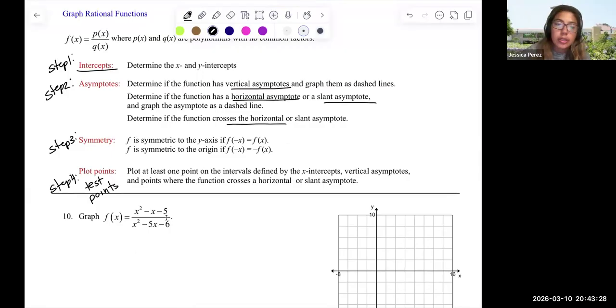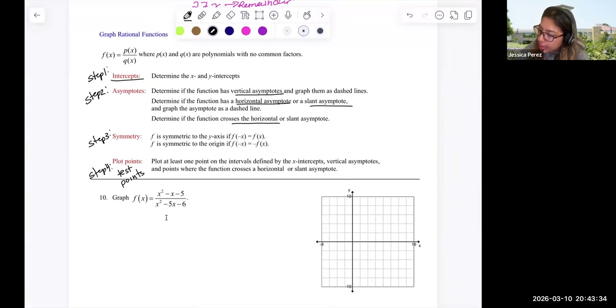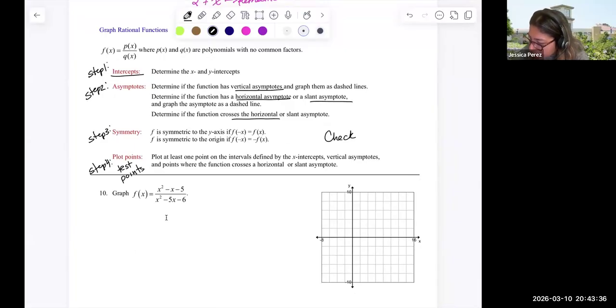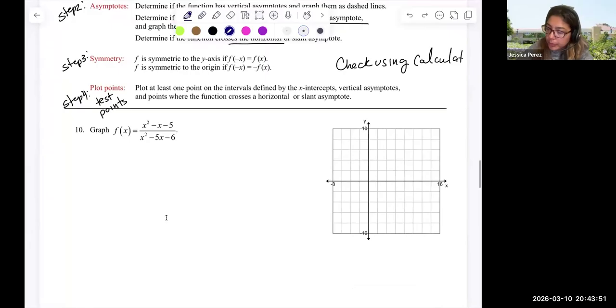This does take a long time to do because you're asked to do many things at once. And the last thing you want to do is actually check using your calculator. You also want to use your calculator for these types of questions just to verify that you are on the right track. So let's start with question number 10. We wish to graph this rational function.